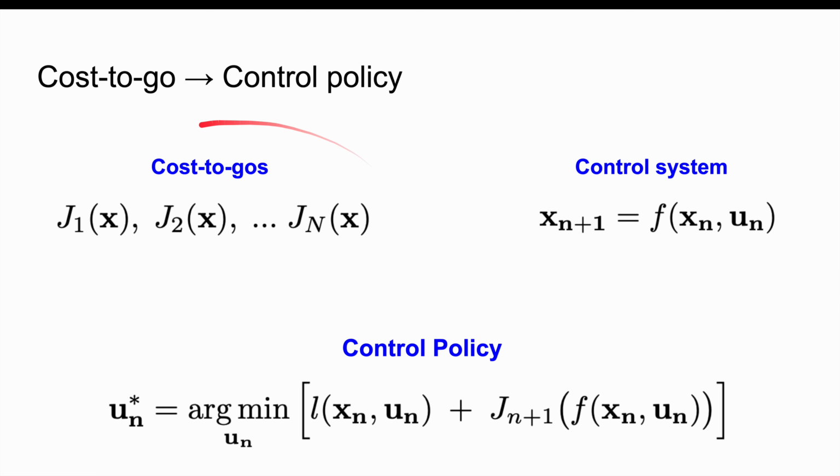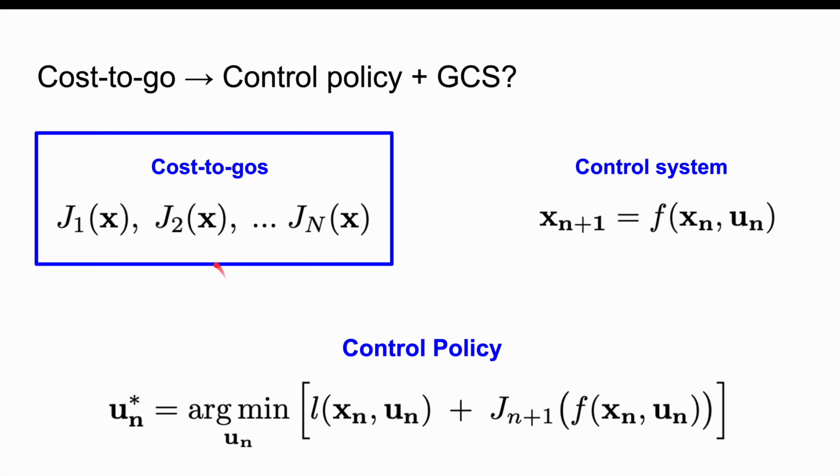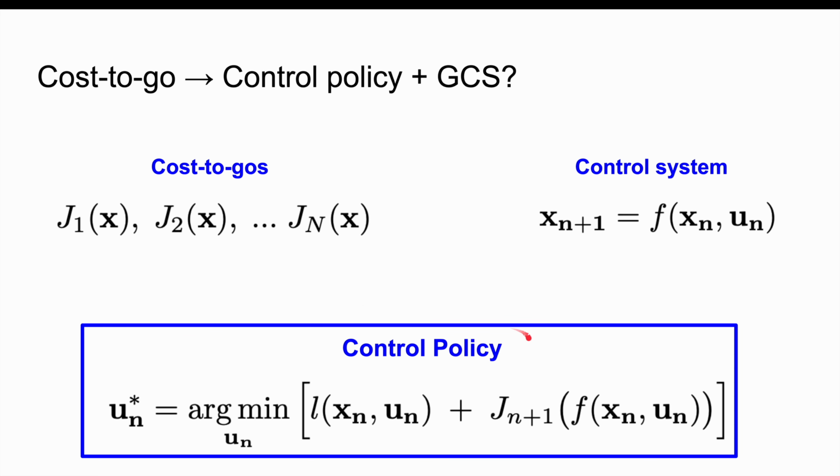Now in class we saw that cost to goes for control systems immediately give you a control policy. Just pick a control input that greedily takes you down the cost to go gradient. Now dual GCS gives us a cost to go, so in theory we should be able to use GCS as a policy. That's what my project is about.